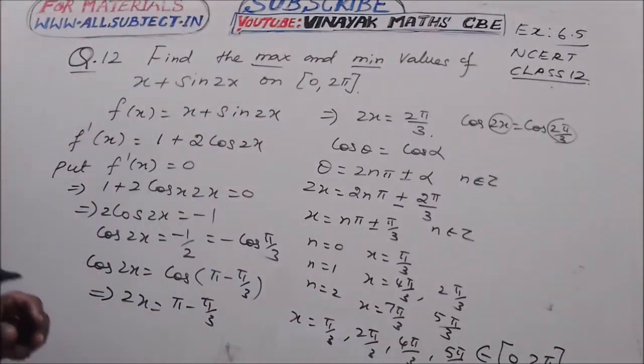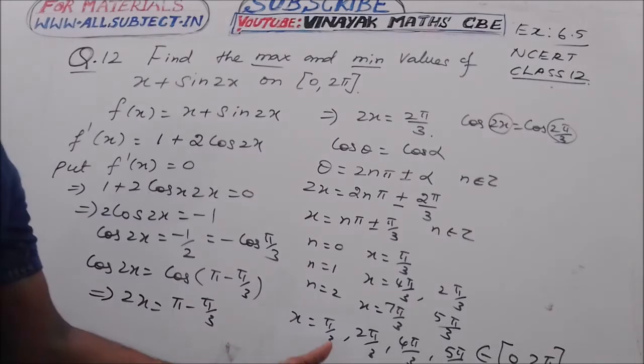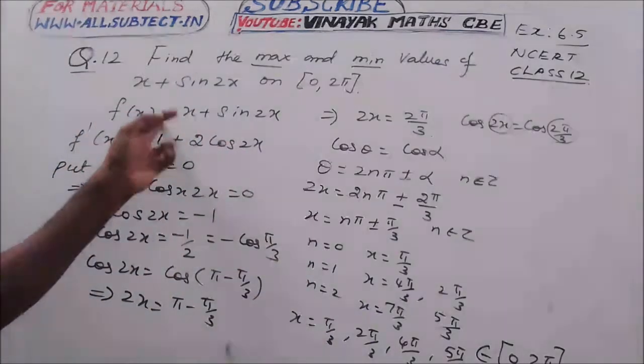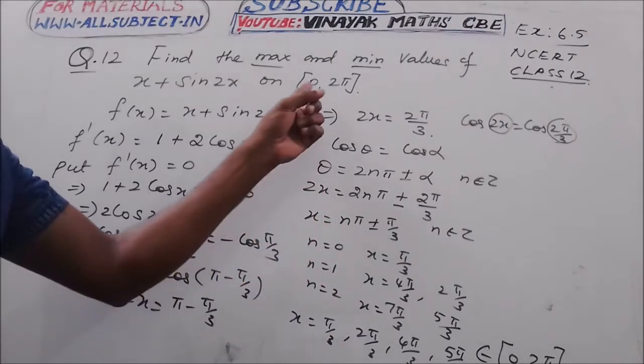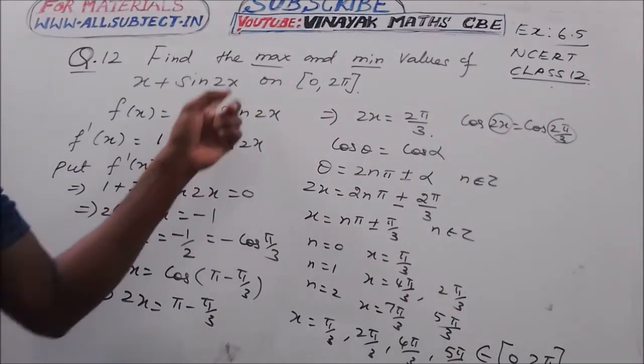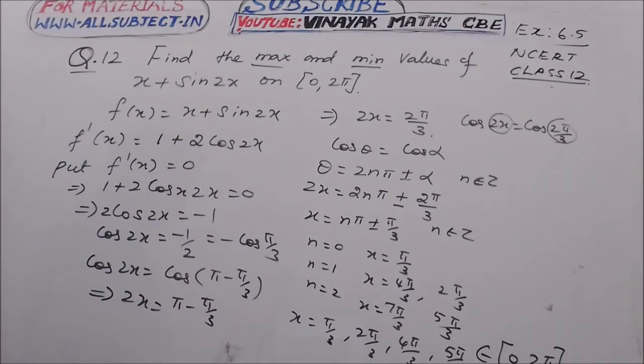So we need to find the maximum and minimum values by using these critical numbers and the endpoints. Substituting these 4 x values in f of x, finding its f value, and then substituting the endpoints of the interval in f, we calculate all these 6 values. Among these 6 values, the greatest value is the absolute maximum value, and the smallest value is the absolute minimum value.